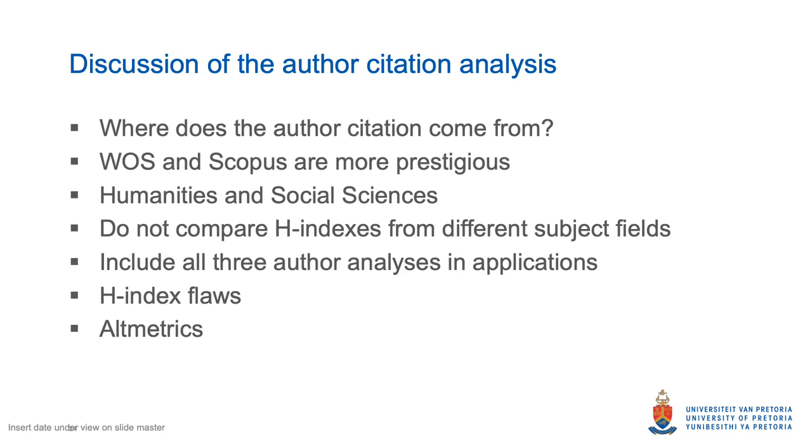The indexes Web of Science and Scopus are more prestigious than Google Scholar. The humanities and social sciences might not have another option than to make use of Google Scholar citations, as their documents are not that well represented within Web of Science and Scopus. H-indexes from different subject fields cannot be compared, as the citing habits vary from subject field to subject field.